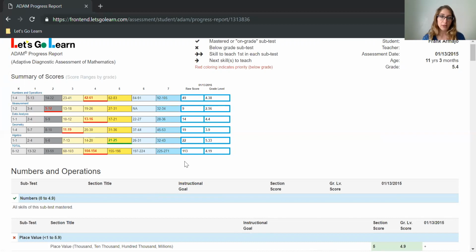So as we come down here, we can see that overall this student knows 113 skills, and that puts them at a beginning of fourth grade. Now, if we also look, we can see that the biggest area of difficulty for this student is measurement. So when we really get into looking at this, how the student can be helped, we are going to look at measurement. We can also see that the area of strength for this student is algebra.